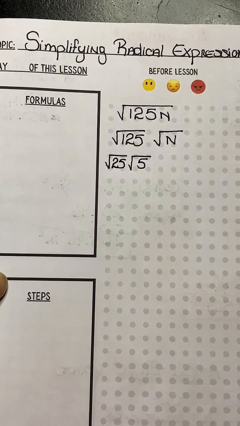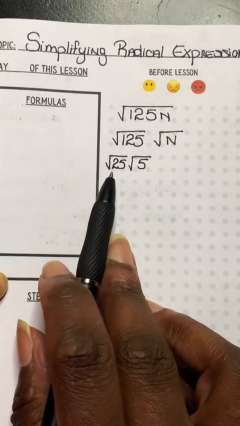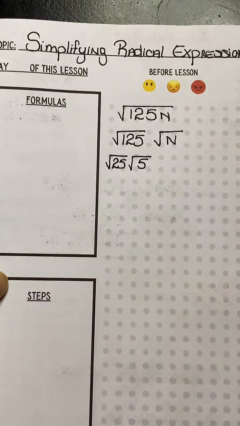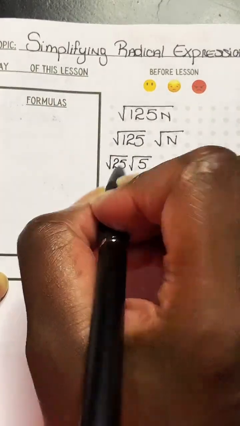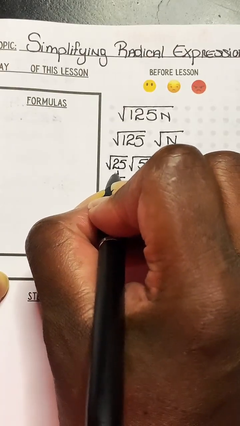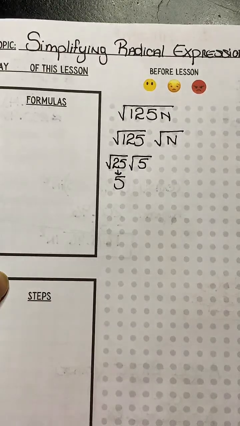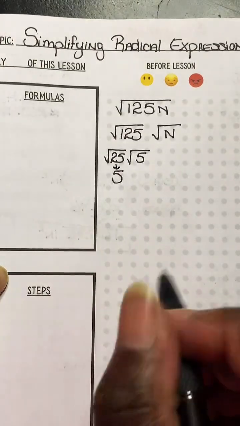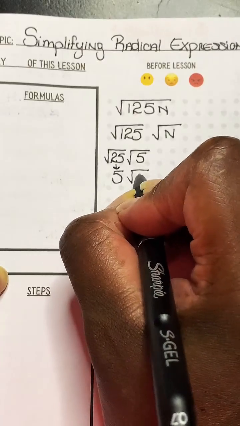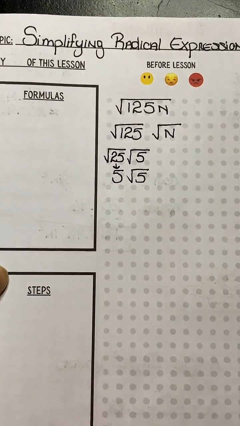Now, square root of 25 times 5 will give us our 125, right? The square root of 25 gives us a whole number of 5. That's our perfect square root. Whereas the square root of 5, that's our prime. Prime cannot be broken down.